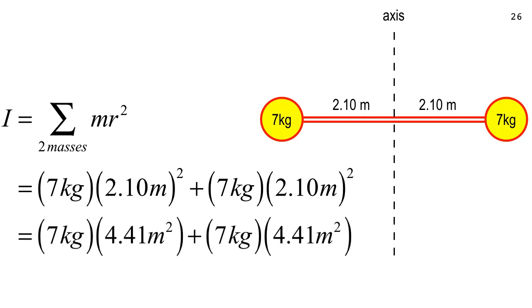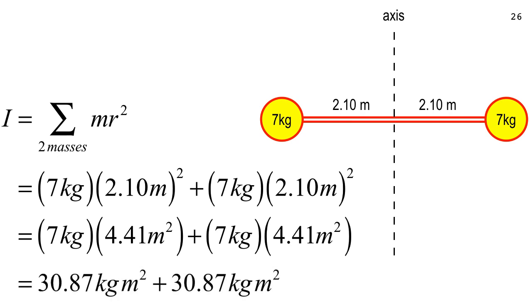Now here's the next level. I'll leave the 7 kilograms alone for a minute and multiply 2.10 meters quantity squared. Anybody verify me on that? 4.41? Okay, get your calculators out and verify. So 7 times 4.41, and you've got two of them. They're both the same. Anybody verify me on 7 times 4.41? I got 30.87.